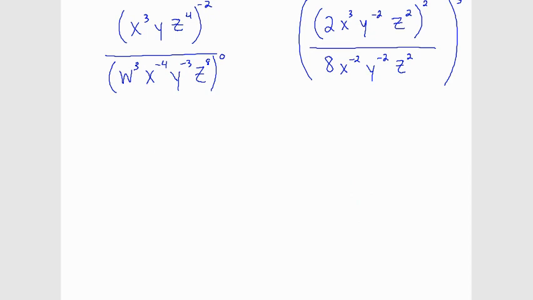All right, here we go. We've got the quantity x cubed, y to the (we'll remind ourselves that that's to the 1st), z to the 4th, all to the power of negative 2, all over w cubed times x to the negative 4th times y to the negative 3rd times z to the 8th, all to the power of 0. That denominator is looking quite hefty, but we see we've got this 0 here, okay?